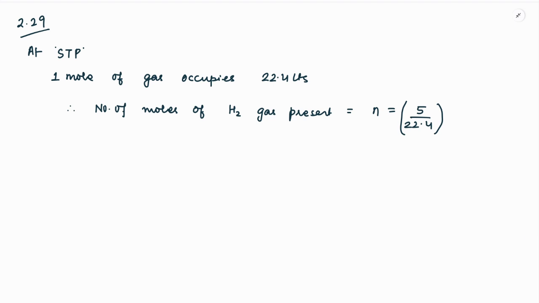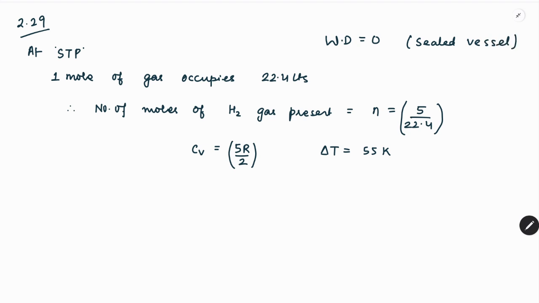Now since it is a diatomic gas, CV is going to be 5R by 2. And the change in temperature which is mentioned is 55 Kelvin. Another important thing which the problem is stating is that it is in a sealed vessel of volume 5 liter. So since it is a sealed vessel, we can say that the process is isochoric in nature and work done is going to be 0, because the volume is not changing.